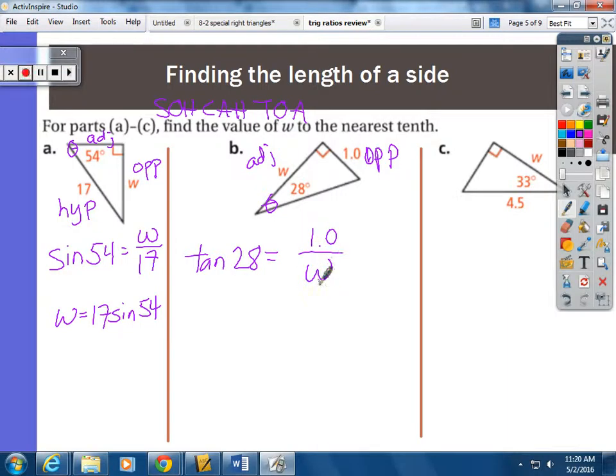Now whenever the ratio has your variable on the bottom, just switch these two spots. So you'd have W equals 1.0 over tangent of 28. And if you needed to know W, it would be a decimal answer. You'd put that in your calculator. And that's where we're going to stop, because really all I wanted to get you to do is just to see this again, because we're going to be using sine, cosine, and tangent.